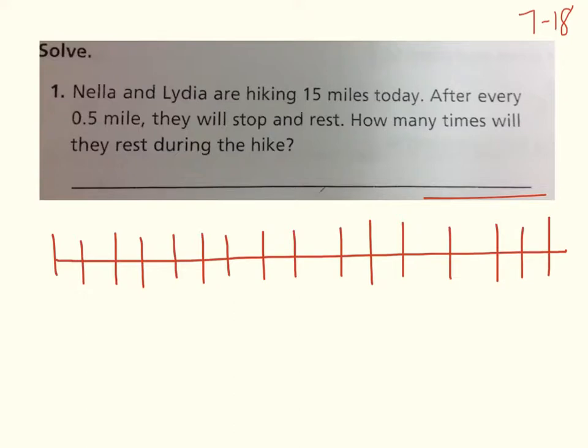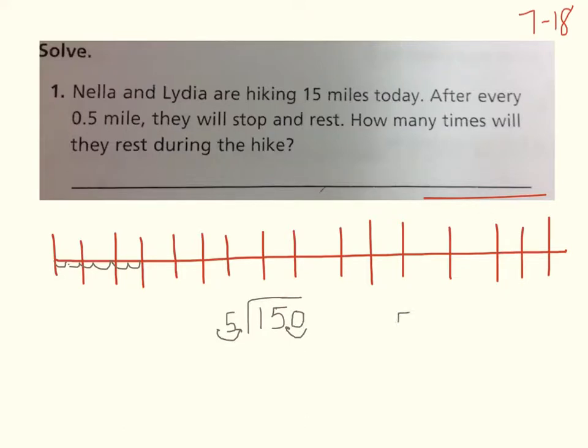We can first think to ourselves, okay, I've already made hash marks of 15 miles. If they're stopping every half a mile, that means they're stopping here, here, here, here, here, and we could count those up individually. We could say that we're dividing the 15 miles by 0.5. And we know that when we divide by a decimal, we're going to move that over 1, which means this has a decimal here. We need to move that over 1, which means we need to add a 0.